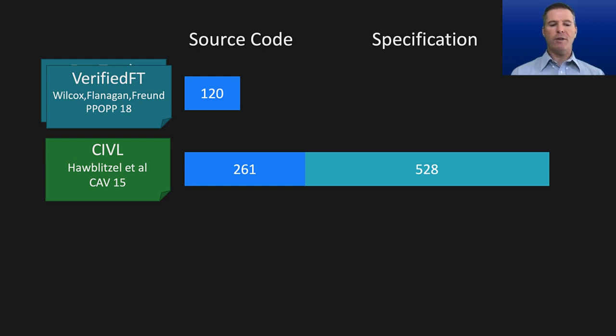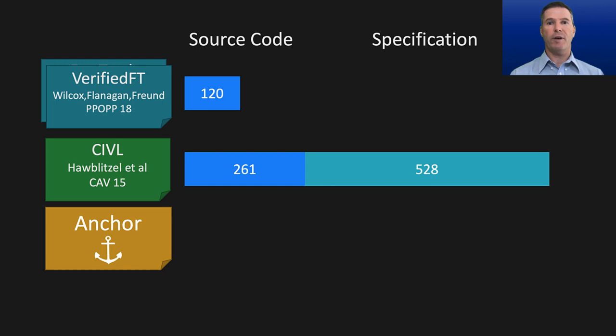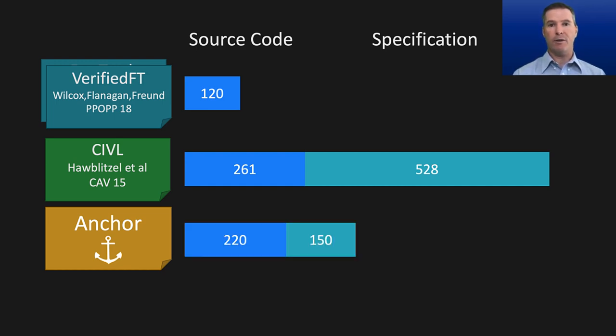So we found the CIVL version of our algorithm had a bunch of low-level detail and boilerplate that made the verification and iterative debugging process much harder and more complicated than we felt it needed to be. This experience motivated our development of the Anchor concurrent verifier, which facilitates the verification of concurrent algorithms. In this case, reducing the amount of code and specifications that we needed to write by a factor of two.